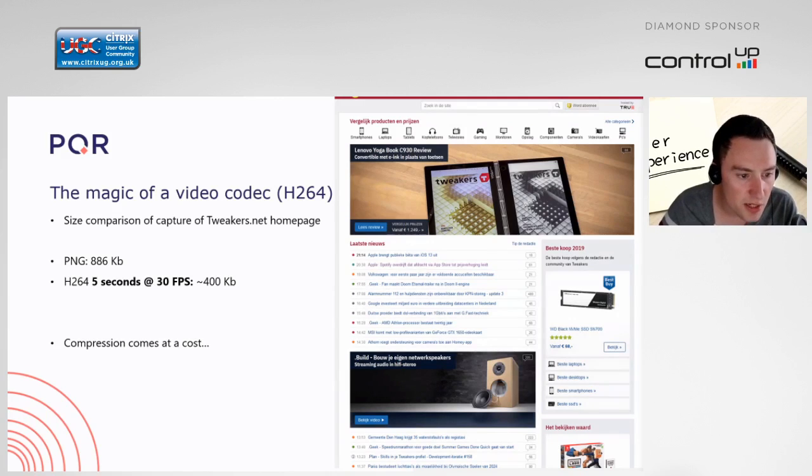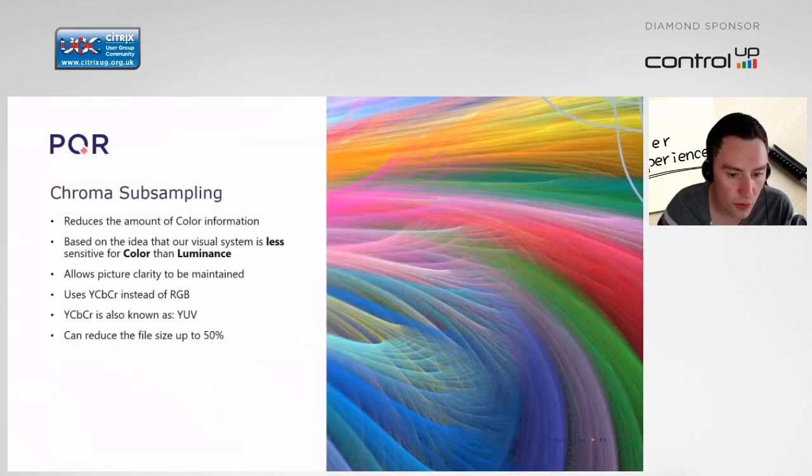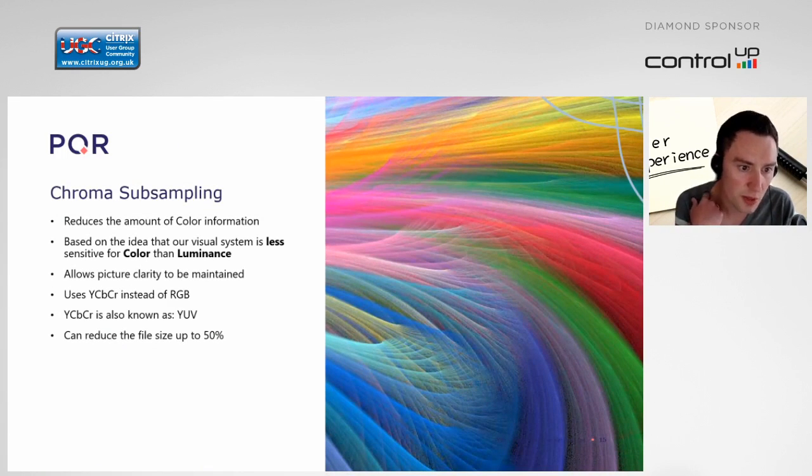So it's a big difference with just a still image. It's even smaller than a JPEG file. But the compression comes at a cost, because H.264 uses Chroma Subsampling, and Chroma Subsampling reduces the amount of color information in the image.